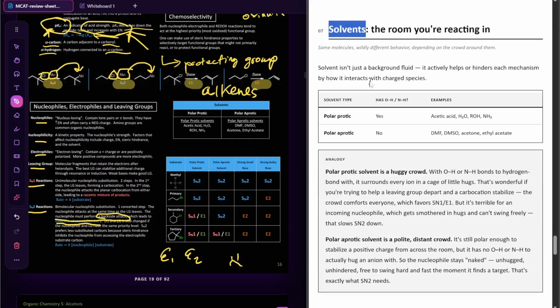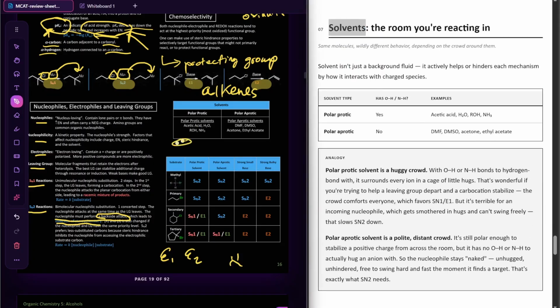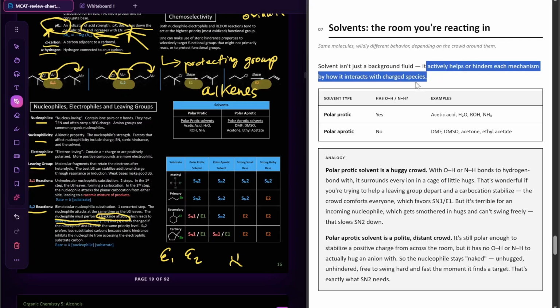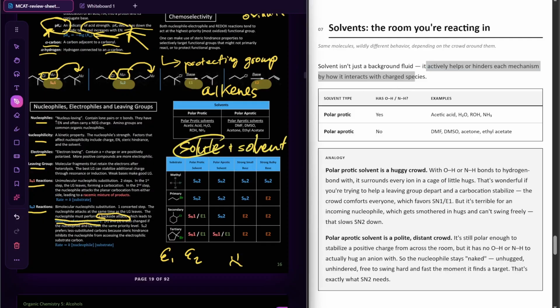So solvents. Solvents are what you react with your solute. If you don't know the general terminology, you need to go back to general chemistry and learn about solute plus solvent. You want to go to the chapter on solutions for review if you're unaware, but this is even in more detail. So a solvent isn't just a fluid. It acts actively and helps or hinders each mechanism by how it interacts with the charged species. So when you mix a solute with a solvent, it's not just the solute doing work, it's both of them.